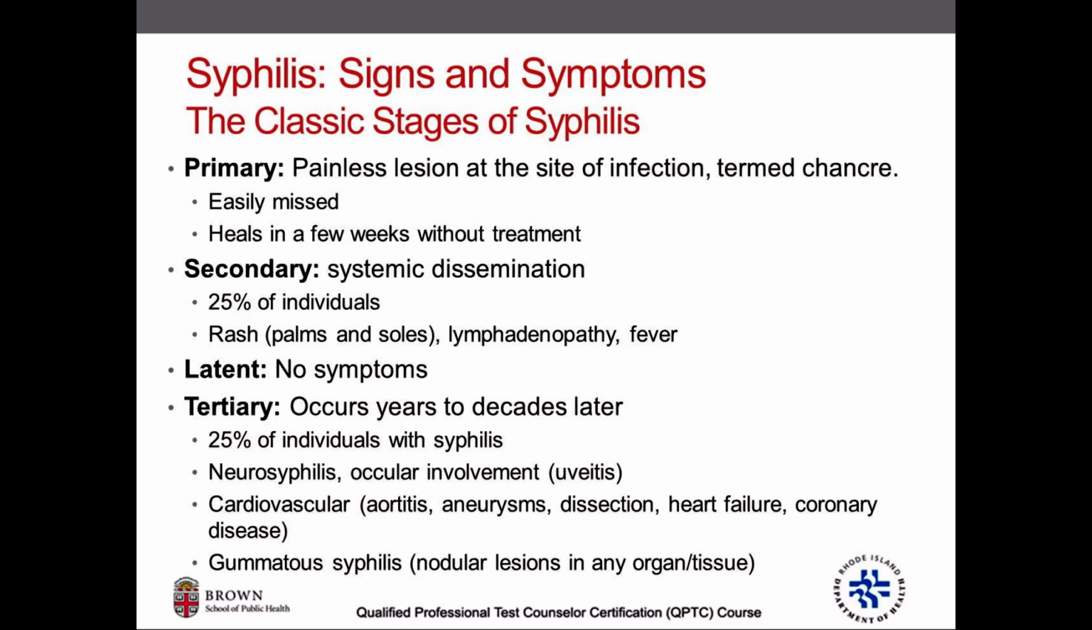Syphilis will then enter a latent stage where there's absolutely no symptoms, and 25% of people may go on to develop tertiary syphilis, which occurs years to decades later, and it often involves neurological signs, cognitive decline. It can involve ocular involvement, as well as cardiovascular heart involvement, or nodular lesions, which can occur throughout the body.